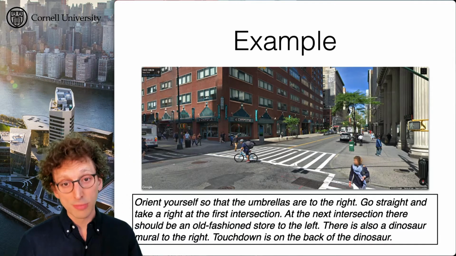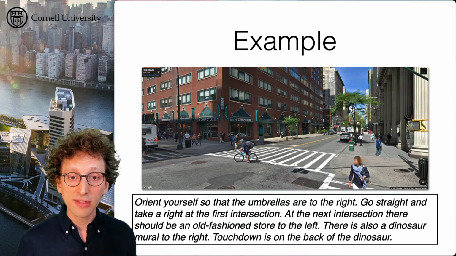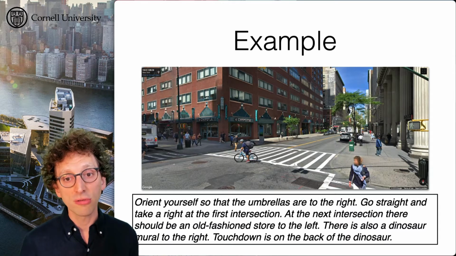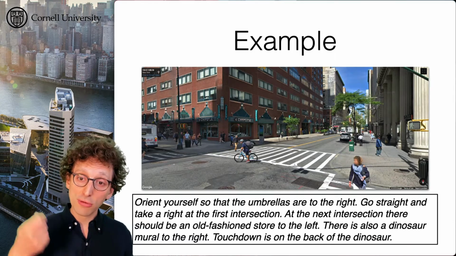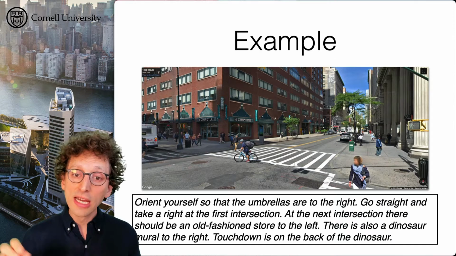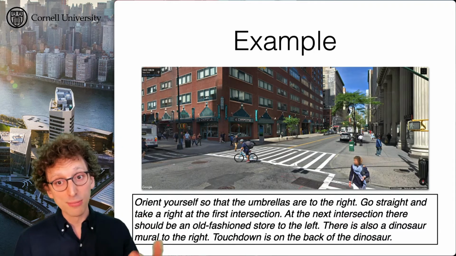In this example, the instruction included in the data set is: orient yourself so the umbrella is to the right, go straight, take a right at the first intersection. At the next intersection, there should be an old-fashioned store to the left. There is also a dinosaur mural to the right, and Touchdown is on the back of the dinosaur. So we see these two parts: navigating to a specific location and then finding the location of Touchdown that is not visible in the environment.